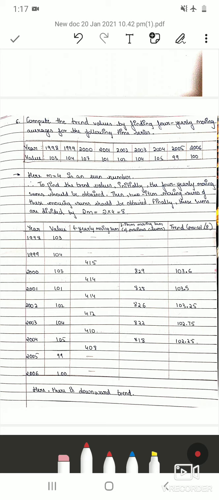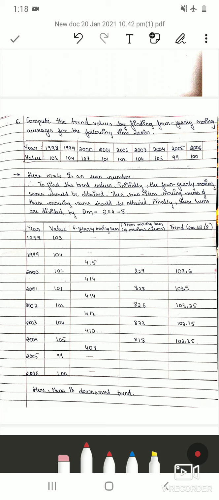So to calculate trend values, we have to divide these 2 item moving sums by 2m, which is 8. So that is 829 by 8, which is 103.6. Similarly 828 by 8 is 103.5, 826 by 8 is 103.25, 822 by 8 is 102.75, and 818 by 8 is 102.25. So here we can see the trend values are decreasing, therefore there is a downward trend.